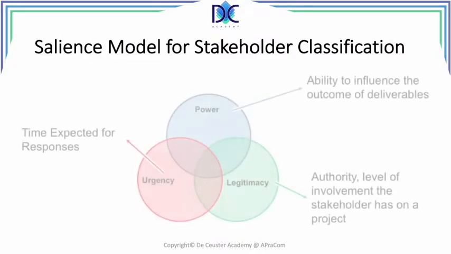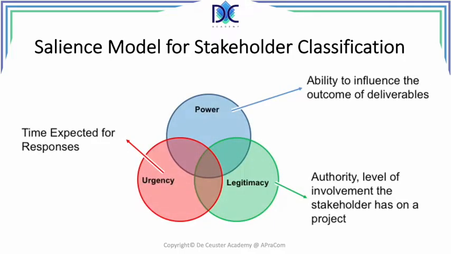Another element is the salience model for stakeholder classification. We identify 3 different levels. We look at the power of the people, the legitimacy, and the urgency. The power relates to the ability to influence the outcome of deliverables. Legitimacy looks at the authority level of the involvement of the stakeholders and what is that involvement on the project. And then urgency is about expectations related to responses.